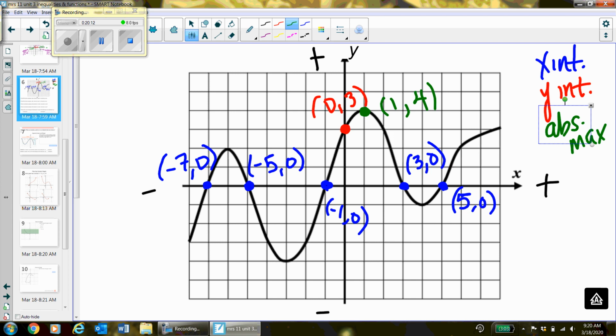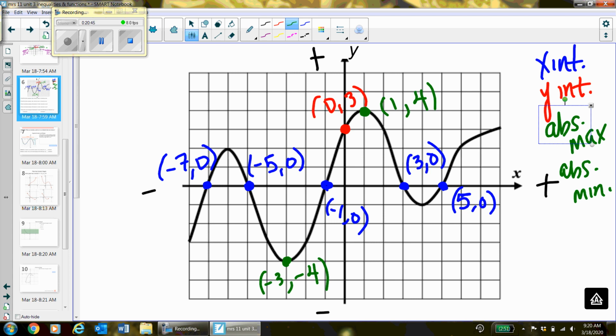Now for our absolute min, the lowest point, absolute minimum. This point is on the negative side of our x-axis and y-axis. So 1, 2, so that's a -3. And our y value is 1, 2, 3, 4. So -3, -4 for the absolute min.